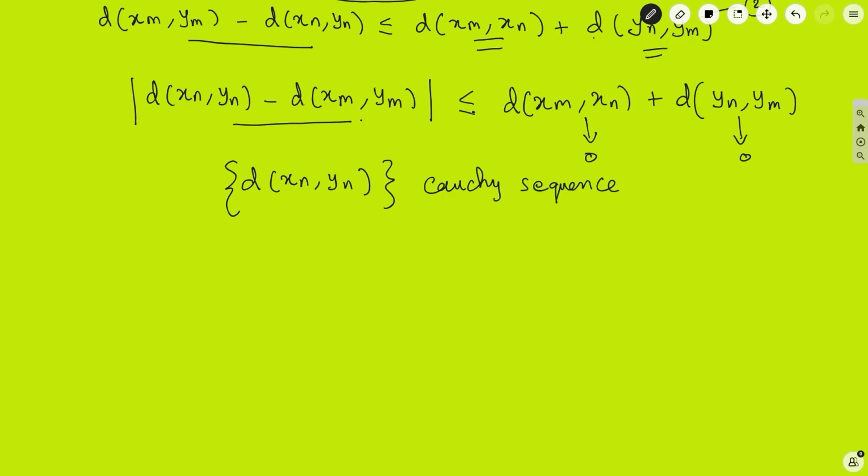It follows because of this inequality that we have here. So now, what kind of sequence is this? This is a real number sequence, right? This is a Cauchy sequence in the real line, right? Hence, it converges because R is complete. R is complete, so any Cauchy sequence here converges. So this converges, okay?